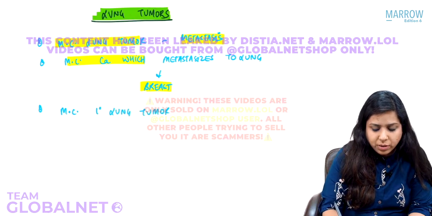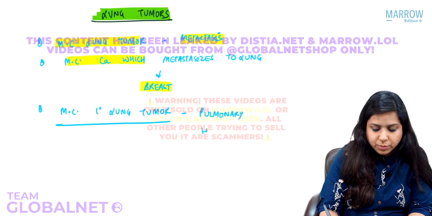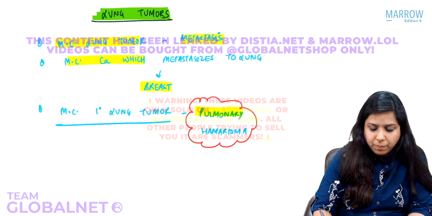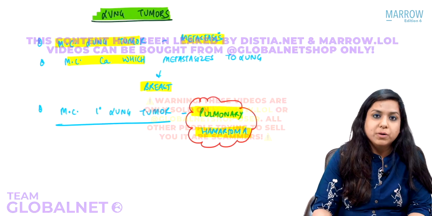Now, let us start, then, students. If they ask you the most common primary lung tumor, which is the most common primary lung tumor? The answer is going to be a pulmonary hamartoma. The most common primary lung tumor is going to be a pulmonary hamartoma, right?